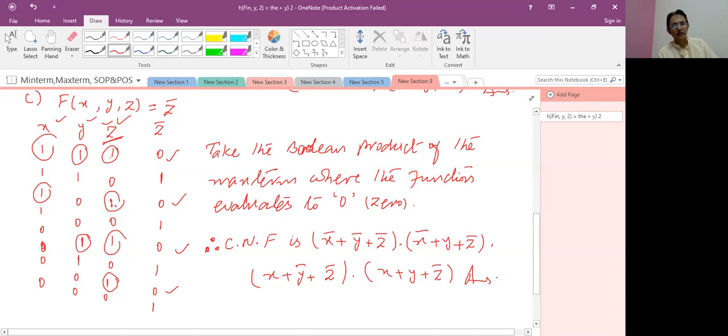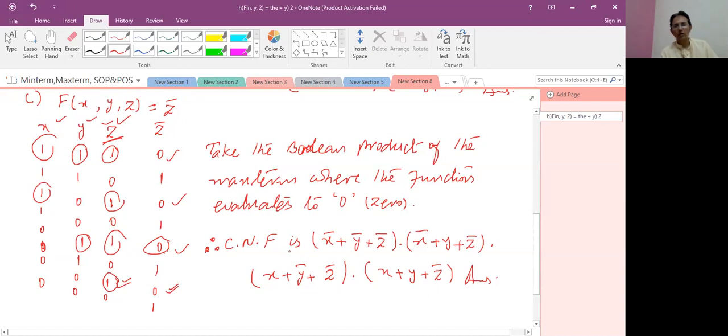Here, x and z both are opposite of 0. So we take the complement, y as it is, x complement plus y plus z complement. And when we consider x, the function value is 0, but y and z are opposite of 0. So we take the complement of y and z, x as it is. So x plus y complement plus z complement, and the last value: when we consider z is 1, but x and y both are 0, it is similar to the value of the function. So we take the complement of z only, x plus y plus z complement.